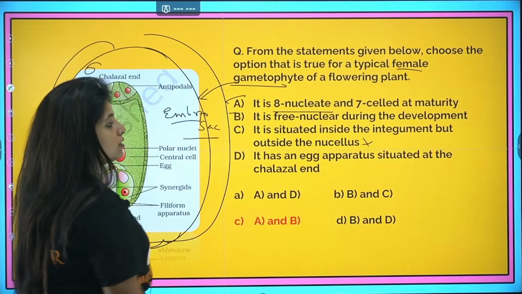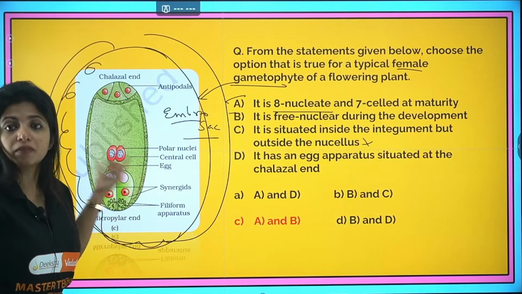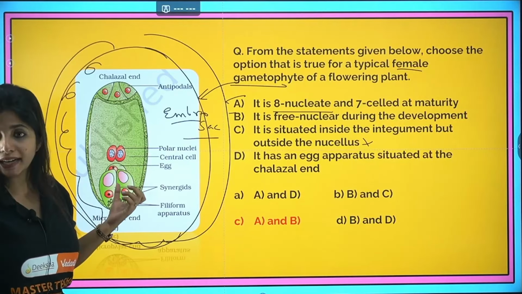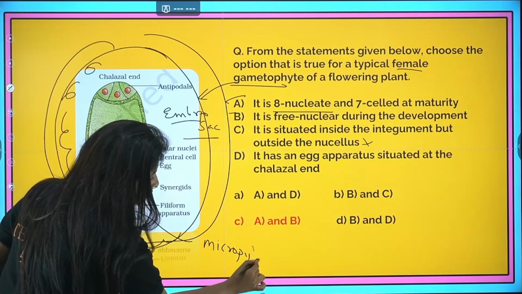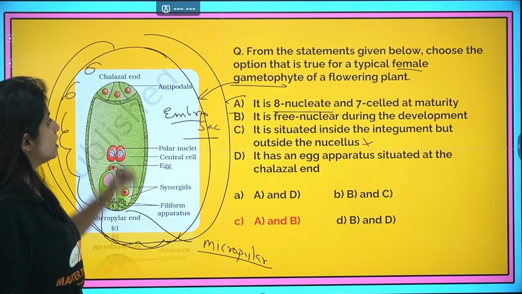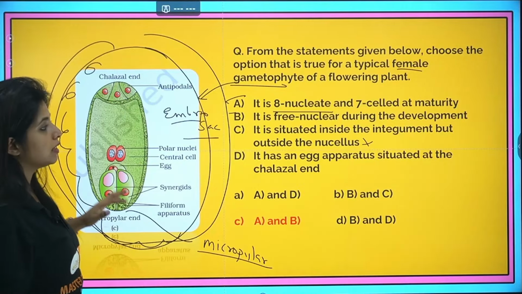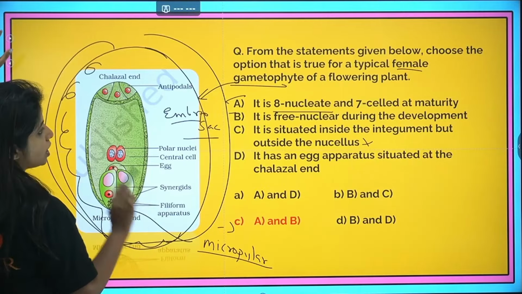Now, it has an egg apparatus situated at the chalazal end. So over here, this is the egg apparatus, synergids plus the egg. This is what you call the egg apparatus, and it is not at the chalazal end. It is at the micropylar end, not the chalazal end. The chalazal end is where the antipodal cells are. Everything important happens at the micropylar end. Always remember that. So your answer would be just A and B, because that is the only thing that is correct.